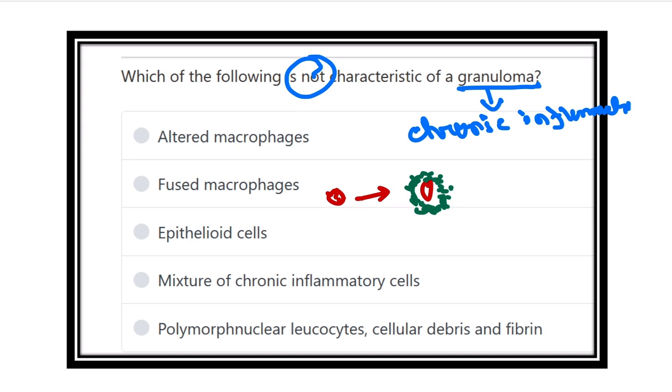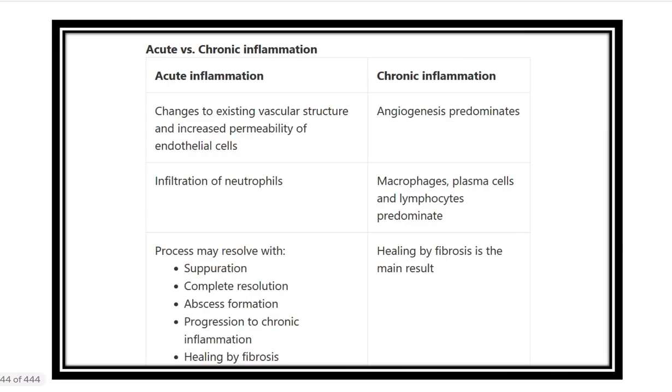But when our body system cannot destroy this organism, the body system causes packing of the organism by different layers of cells, which is known as the granuloma. So granuloma is a feature of chronic inflammation. So we have to find out the characteristics of chronic inflammation, and which is not a characteristic of the granuloma. So let's see the chronic inflammation.